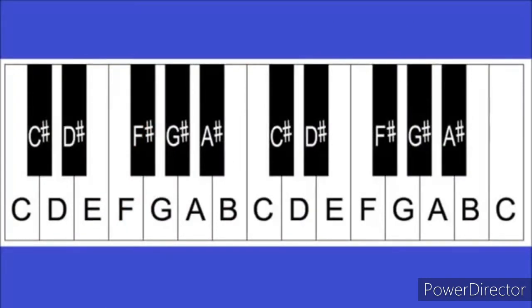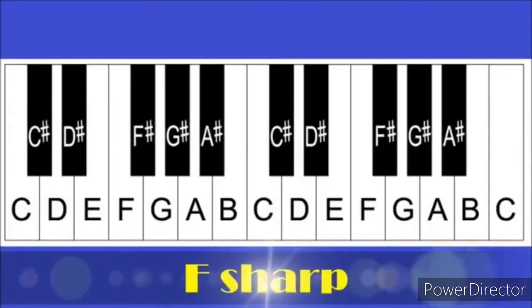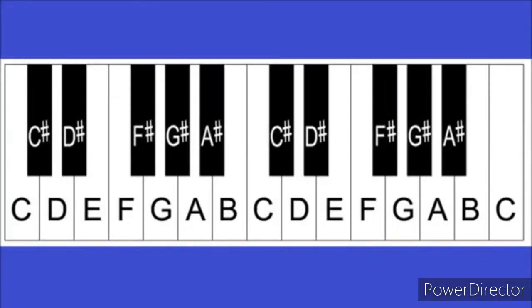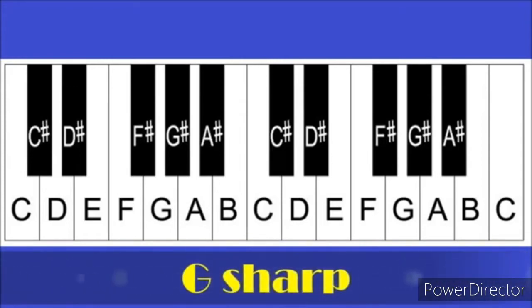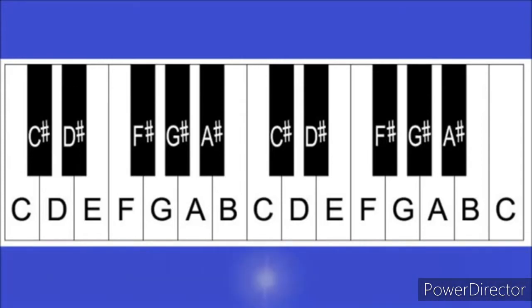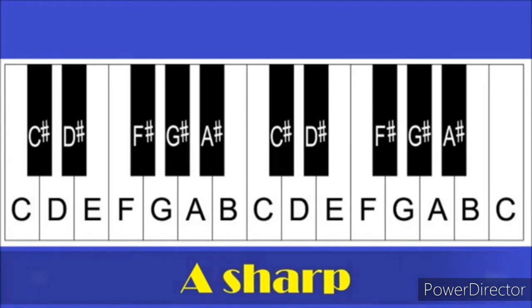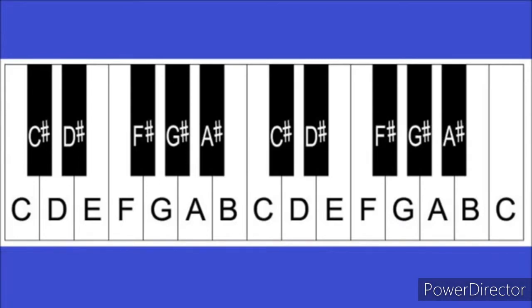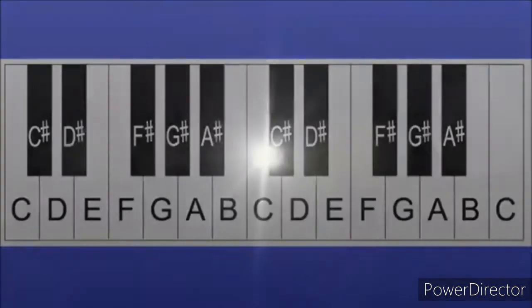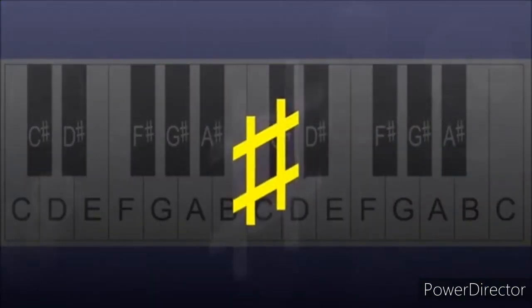As long as you know the white key that comes before a black key, you know its name. Just add the word sharp to it. So the black key after F is F sharp. The black key after G is G sharp. And the black key after A is A sharp. It's that simple. Instead of typing the word sharp every time, musicians use this symbol.